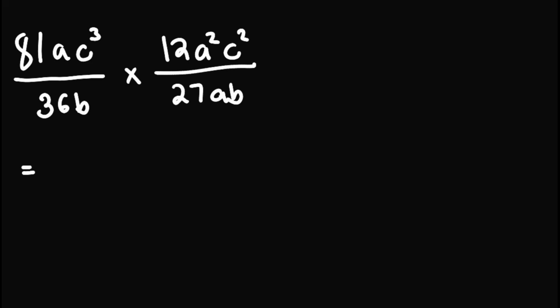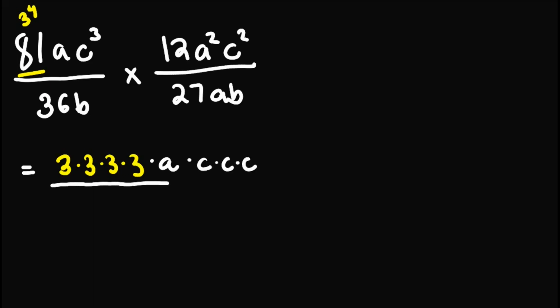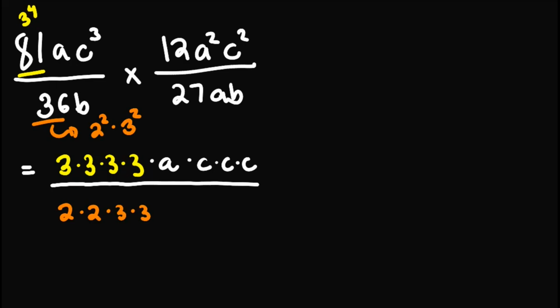So first, note that 81 is equal to 3 raised to 4. So we can write this one as 3 times 3 times 3 times 3 times a, and c cubed is c times c times c, all over 36b. Note that 36 is equal to 4 times 9, or 2 squared times 3 squared. So we can write this one as 2 times 2 times 3 times 3 and times b.